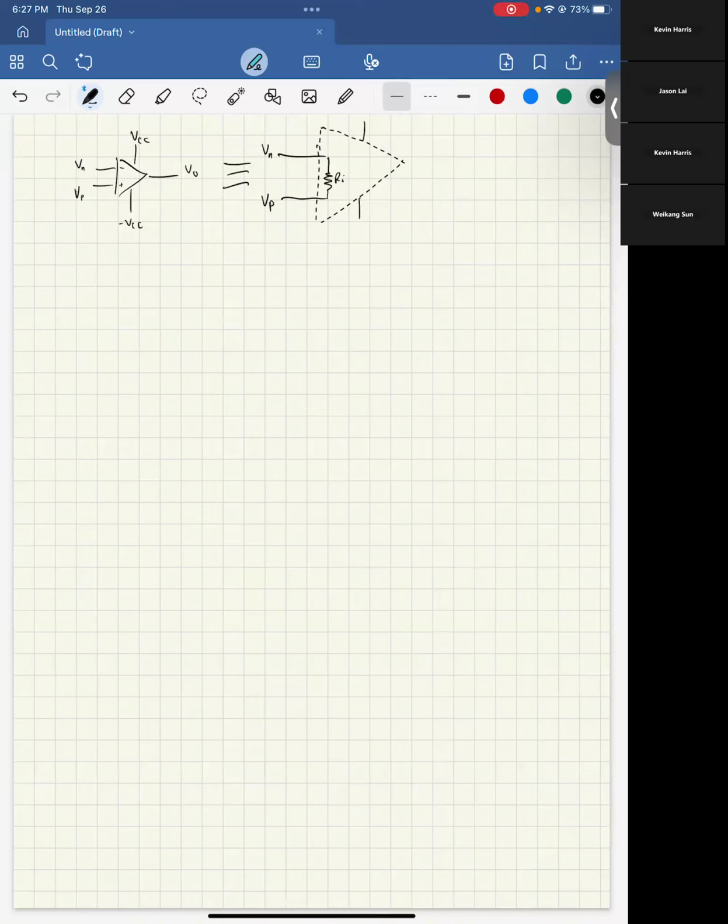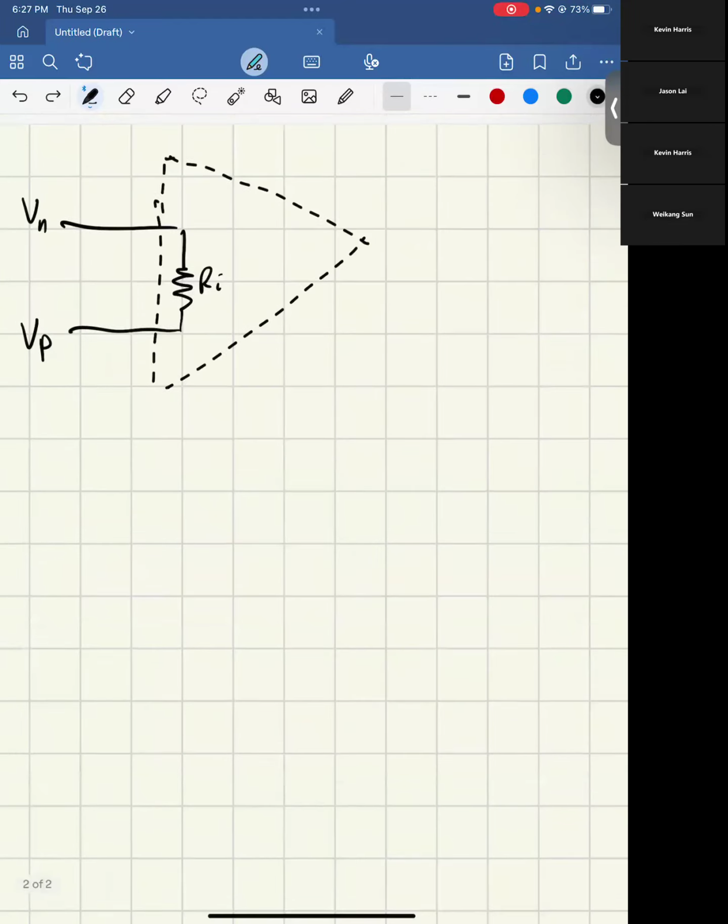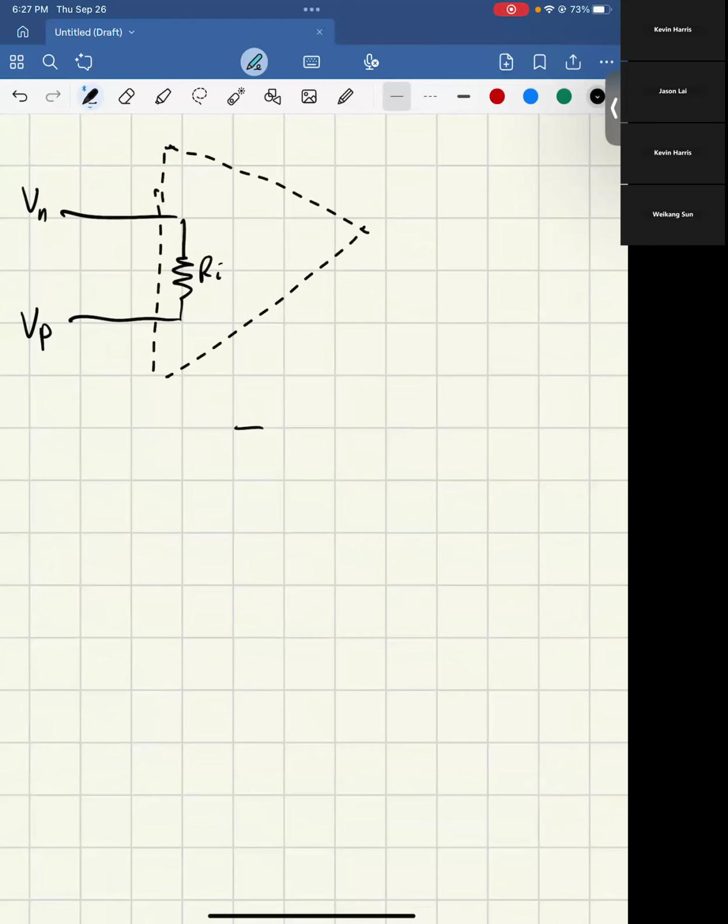VCC and minus VCC aren't that relevant right now, but they are actually quite relevant. And then for the output, I'll just not draw the VN or the VCCs right now. What we have is some imaginary ground that has the value A times VP minus VN, and then some internal resistance to the V out. We can call this R out.